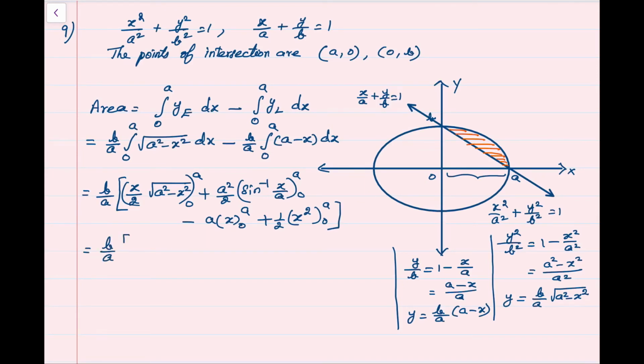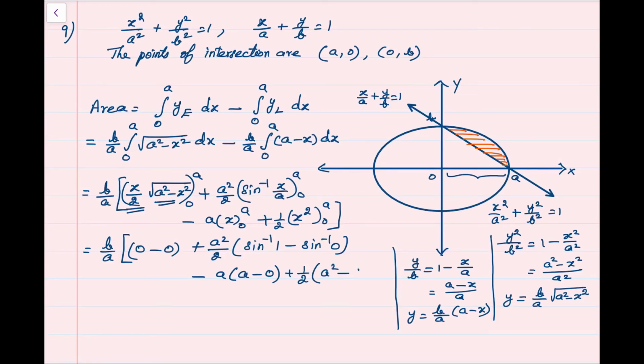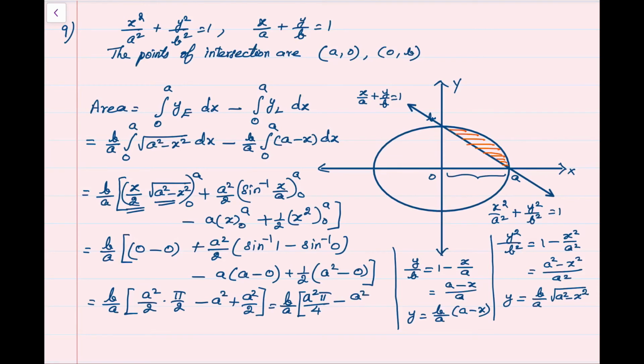b by a times upper limit will be 0, lower limit is also 0, plus a square divided by 2 times sine inverse of 1 minus sine inverse of 0, minus a times upper limit minus lower limit is a minus 0 plus half into a square minus 0. b by a times a square divided by 2 times pi by 2 minus a square plus a square divided by 2, which is b by a times a square pi by 4 minus a square divided by 2.